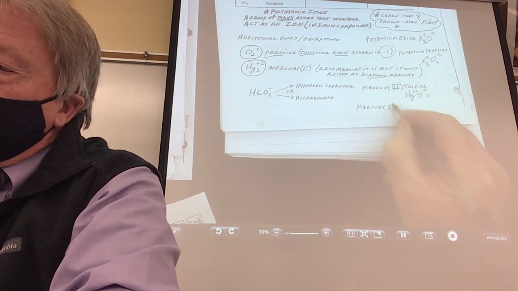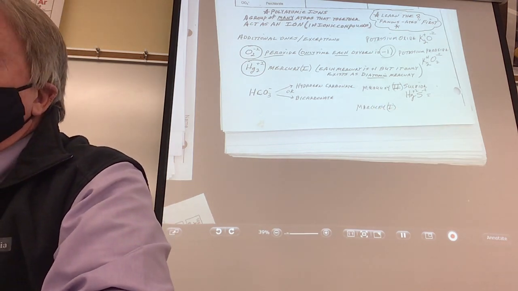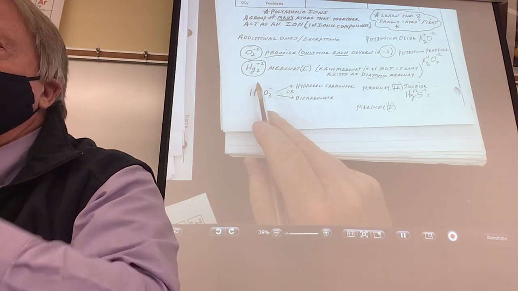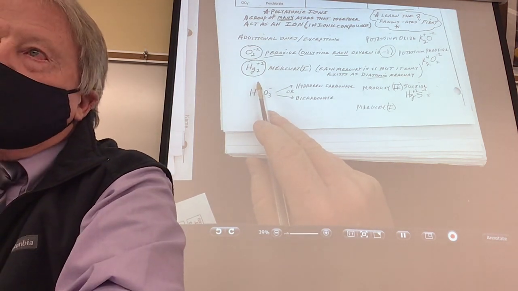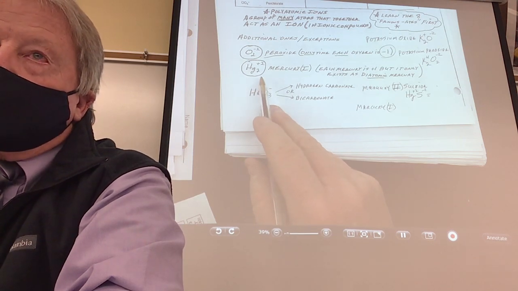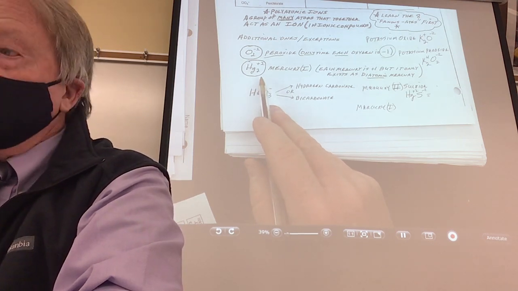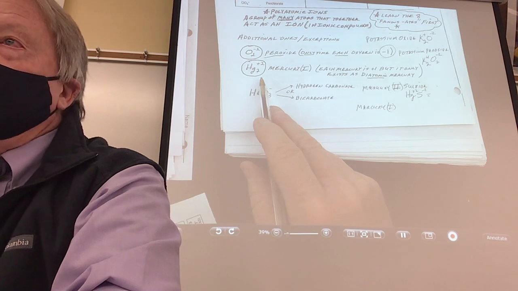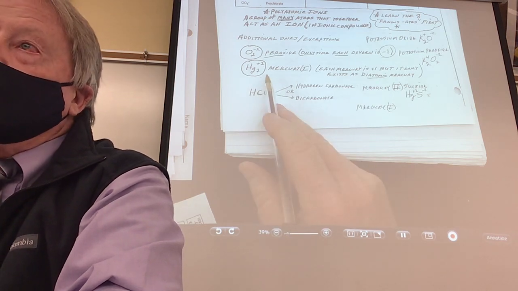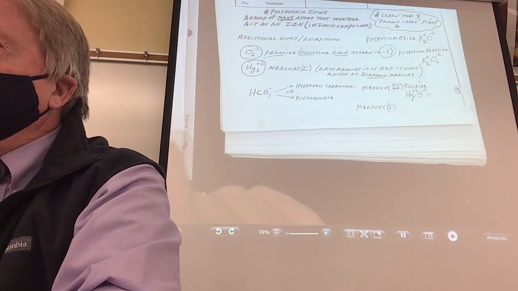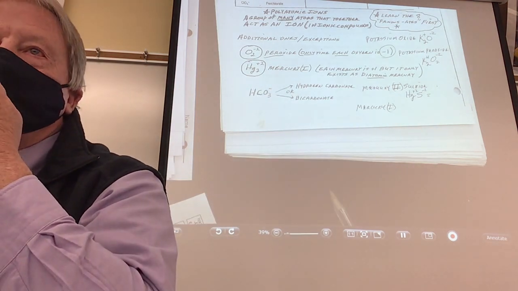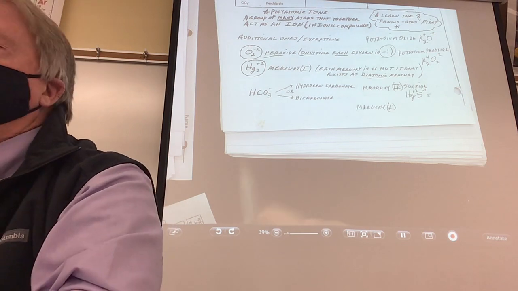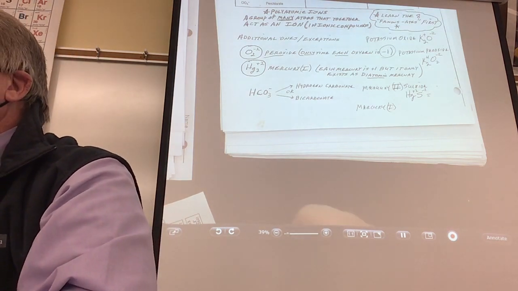Mercury 1. Okay, guess what? What's mercury 1? He said, if you want mercury to have a plus 1 charge, you better have 2 of them together. The only way you're going to have mercury 1 is if I put 2 of them together, and together they're going to be plus 2. And that means each one is plus 1. Huh, that's weird, isn't it?